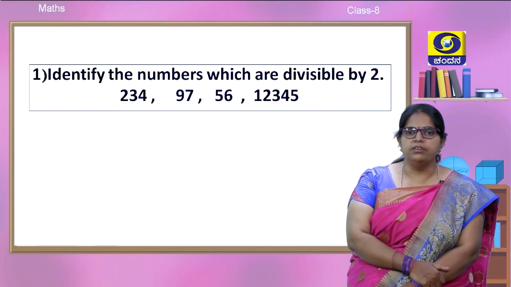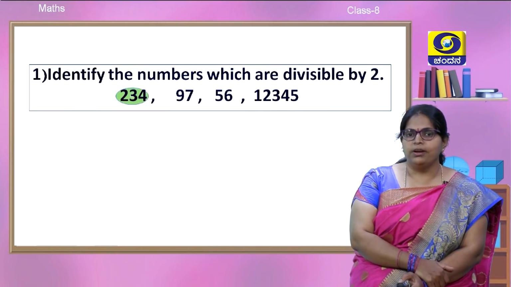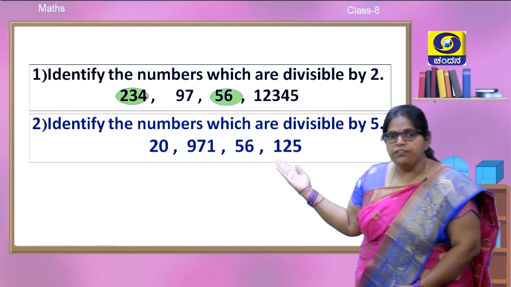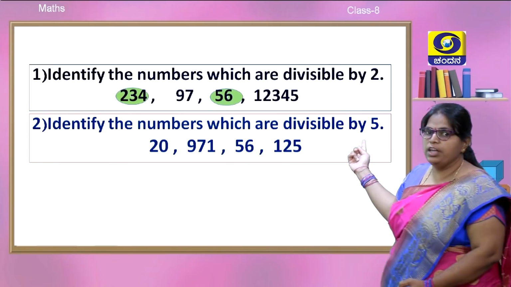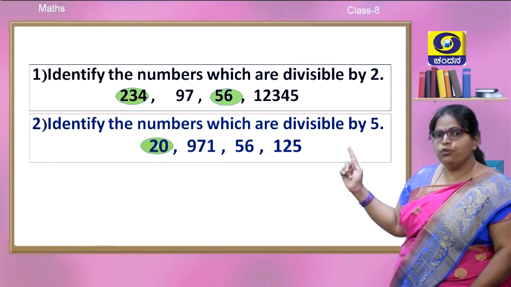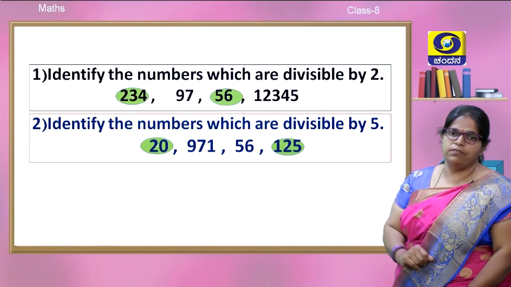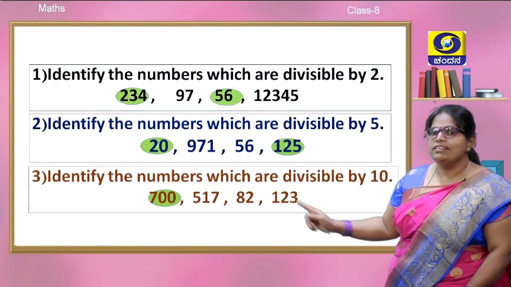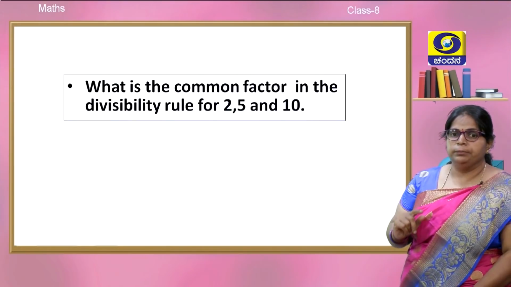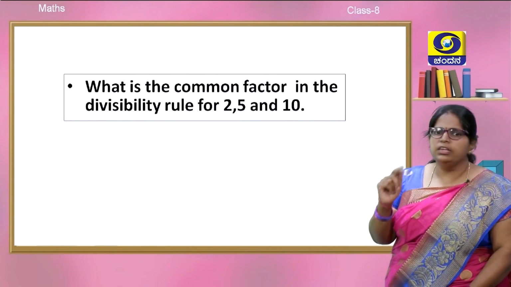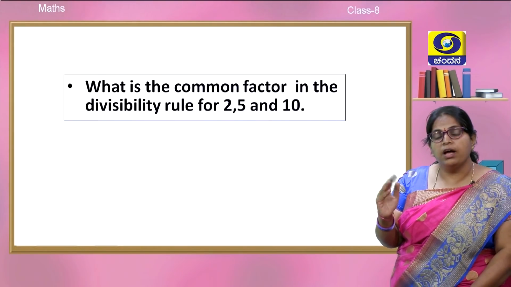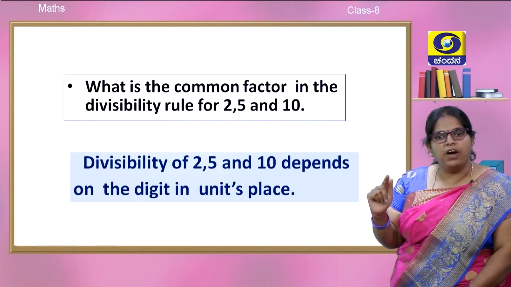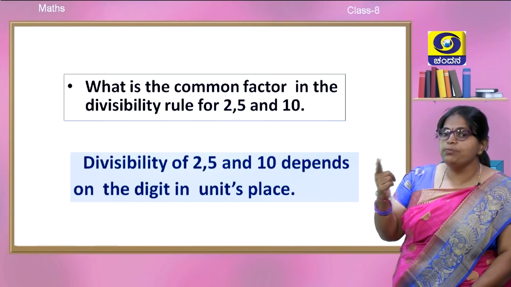Now, identify the numbers which are divisible by 2. You are right children, 234 and 56 are divisible by 2. Identify the numbers which are divisible by 5. Yes, once again you are right, 20 and 125 are divisible by 5. Identify the numbers which are divisible by 10. You are absolutely right, 700 is divisible by 10. Now tell me, what is the common factor in the divisibility rule for 2, 5 and 10? Yes, you are right. Divisibility of 2, 5 and 10 depends on the digit in the units place.